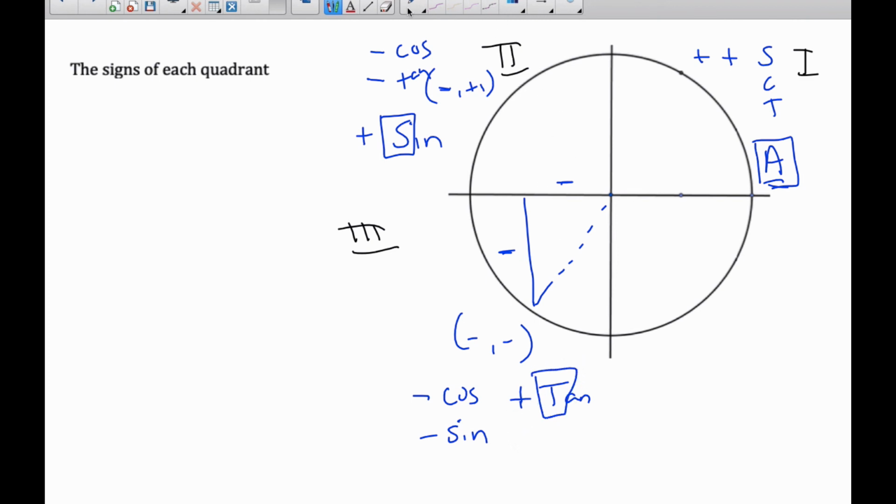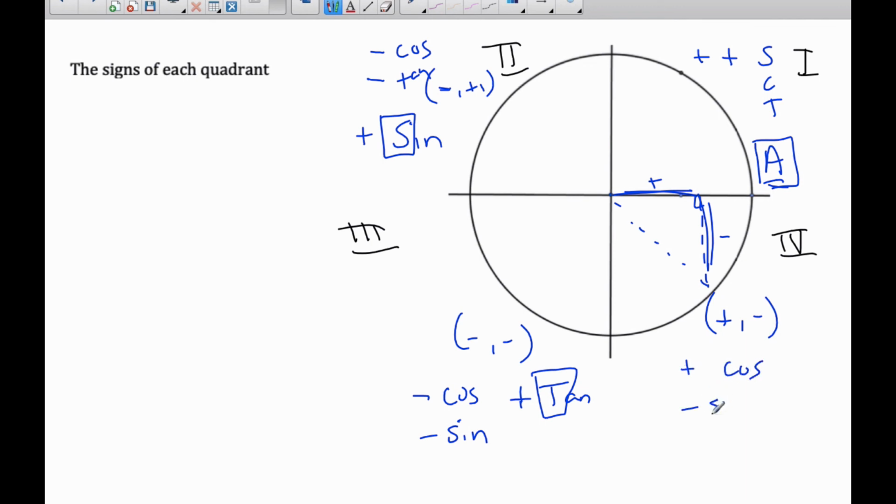And then the last one we'll do is the fourth quadrant. Right, when I go to the fourth quadrant here, I have my angle here, make my triangle to the x-axis. This is positive. This is negative. So this is a positive, comma, negative. And so positive is cosine, negative is sine, and tangent is positive over negative, so it is a negative tangent. And so cosine here is positive.